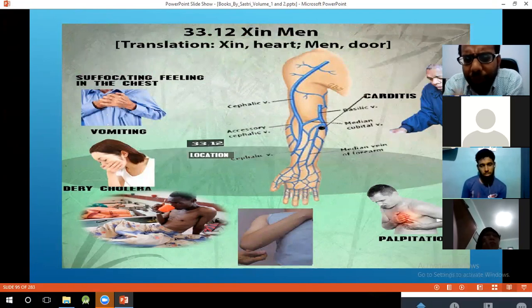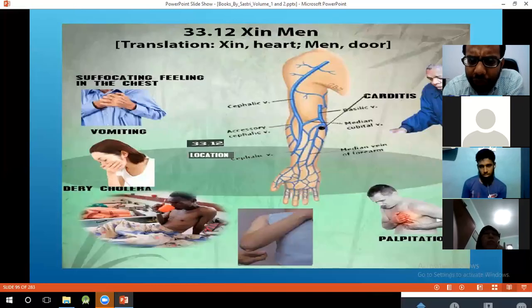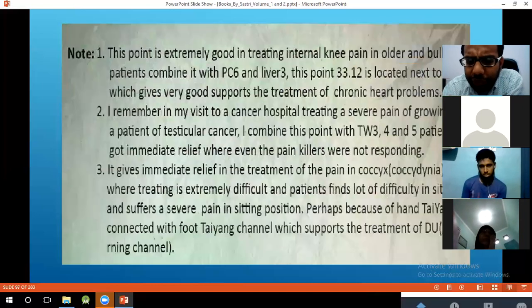You will find this type of problem. So use this combination, 33.12 with these points, and you'll get good results. 33.12 with PC7 and heart 7, you'll get results.